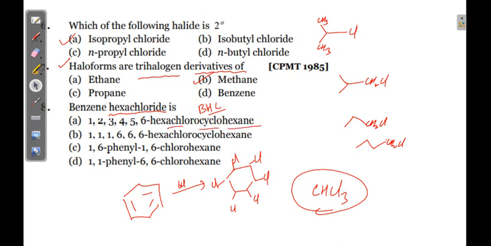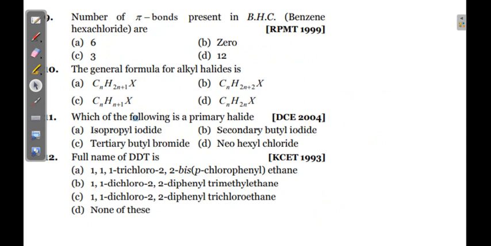Hexachlorocyclohexane. So A is the answer. This is also a nomenclature related question. Next, question number 9. Number of pi bonds present in BHC. Just now I wrote the structure. You can write it directly as 0 because it is cyclohexane type. There are no pi bonds, all are chlorines only.